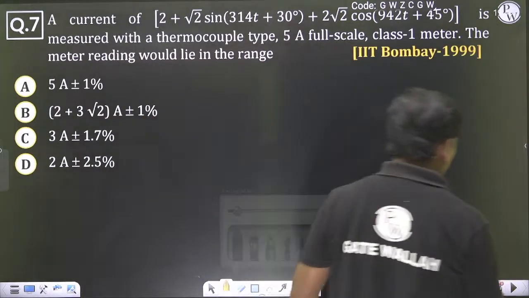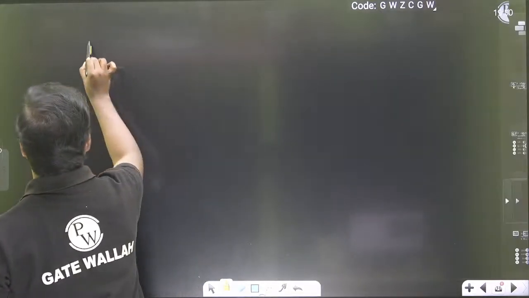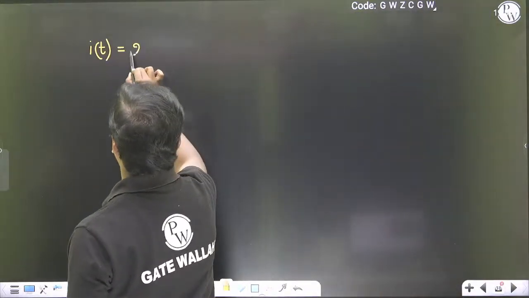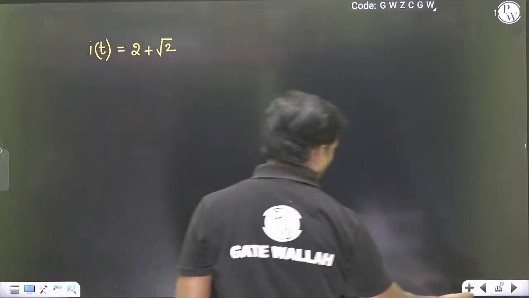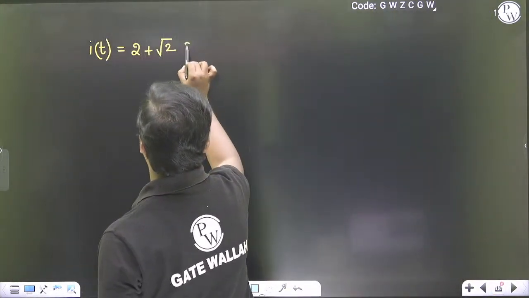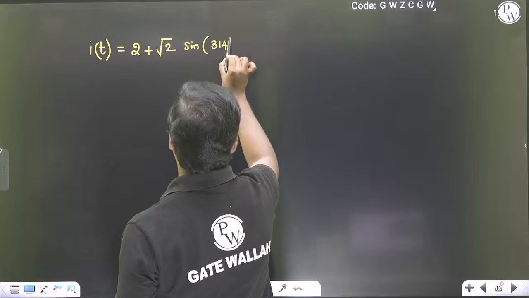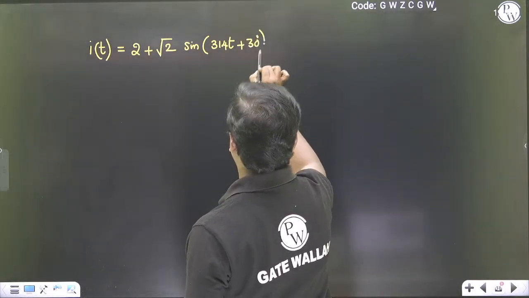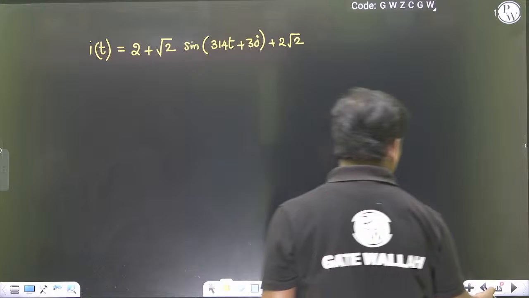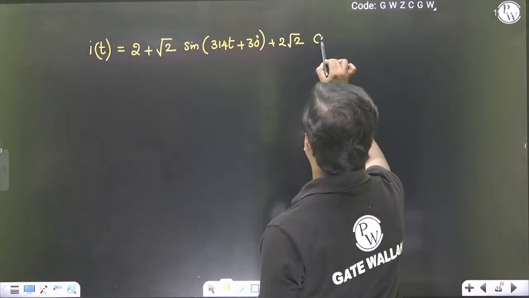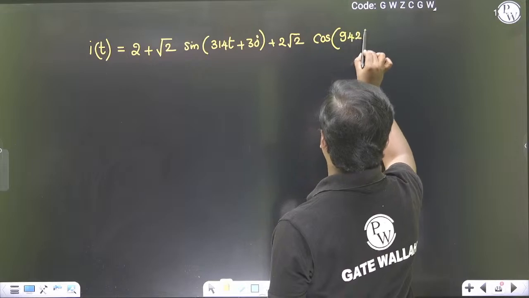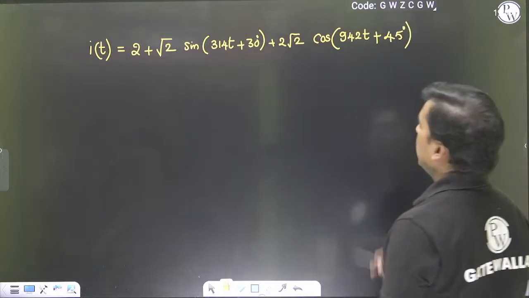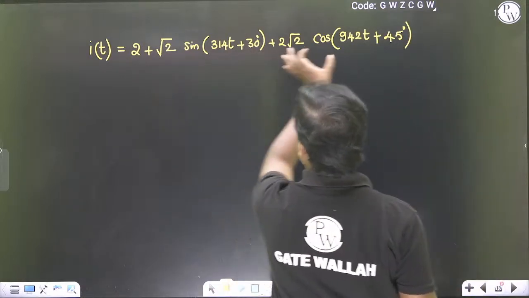So first let me write the current i of t. It is 2 plus root 2 sine of 314t plus 30 degrees, plus 2 root 2 cos of 942t plus 45 degrees. Okay? So this is a current. It has a DC component and AC components also.